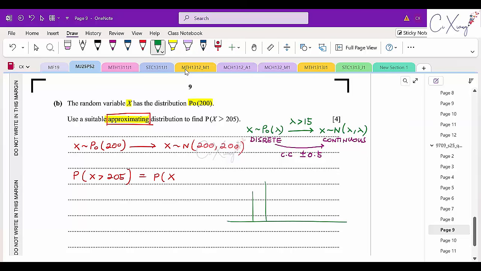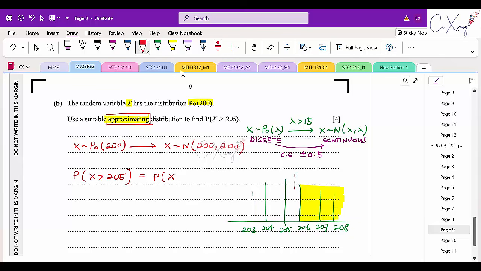Try to imagine there are a few lines here in the Poisson distribution. You have 203, 204, 205, 206, and so on. When they mention greater than 205, that means when you start to calculate the probability, you should start from 206 in the Poisson distribution. So start from 206 and more, so it should be on the right hand side here. These are all the probabilities that you want to count.